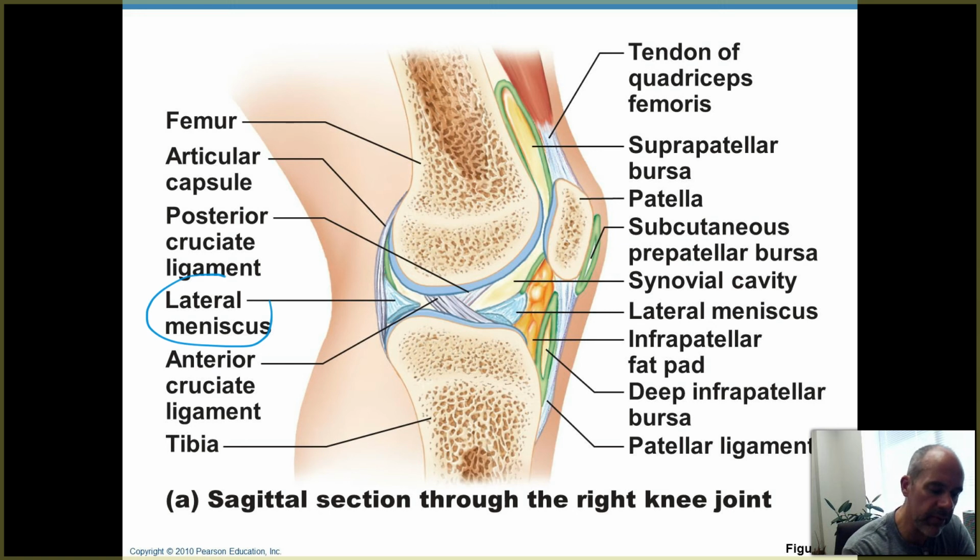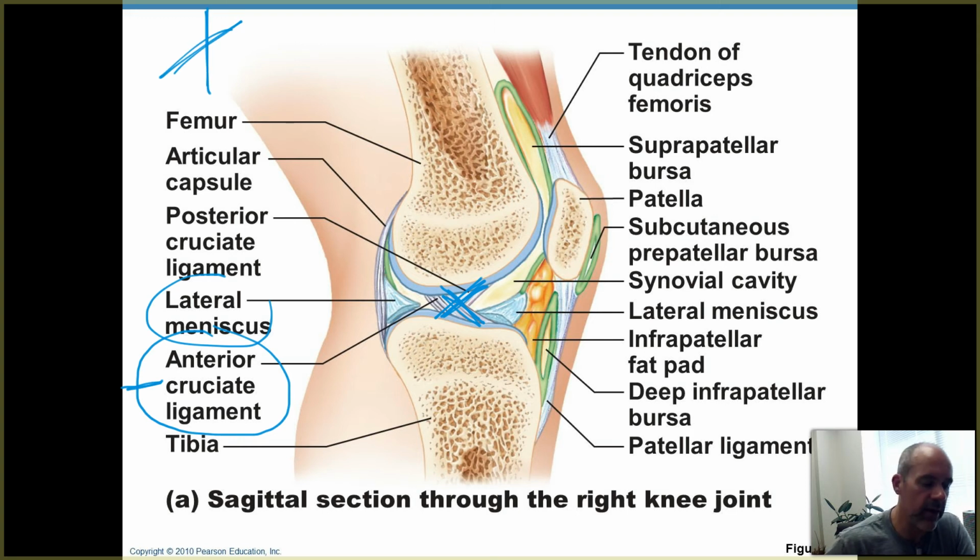And then you've got a couple of ligaments that connect the femur and the tibia in kind of a crisscross type pattern. One of those is called the anterior cruciate. Cruciate refers to a crisscross type pattern. So you've got an anterior cruciate ligament, and then you have a posterior cruciate ligament as well, indicated there on the diagram. And they make a crisscross and help hold those two bones together.